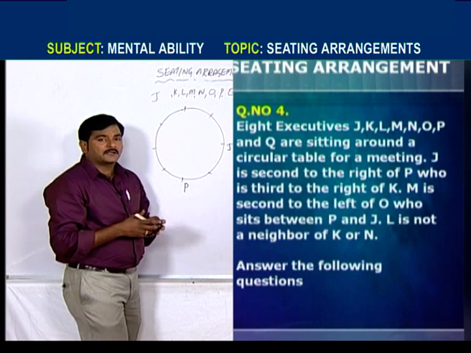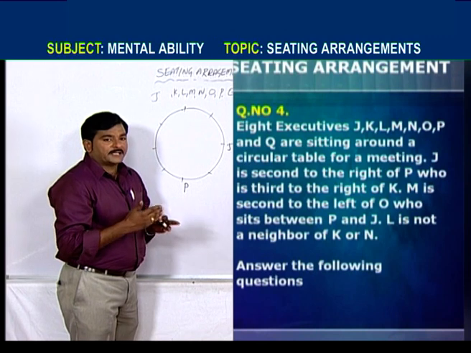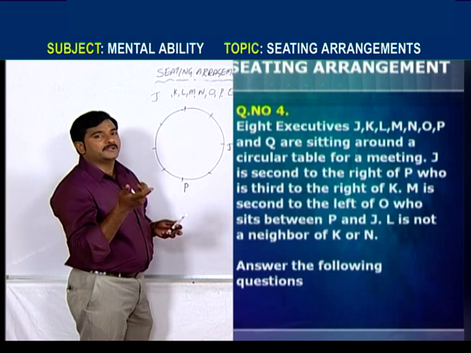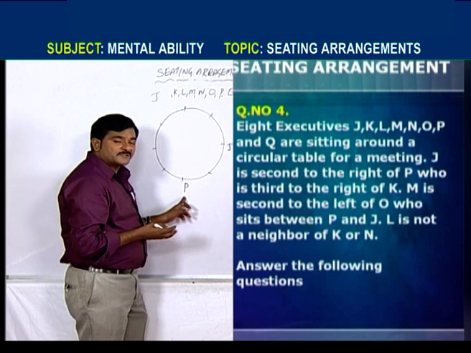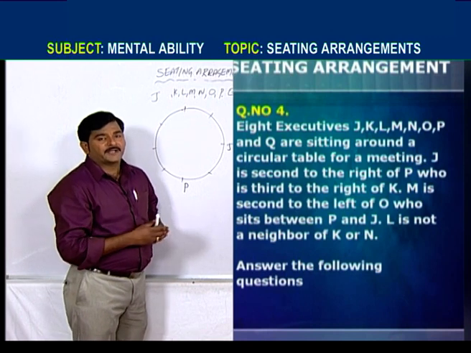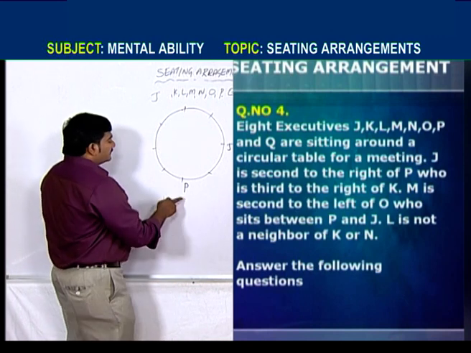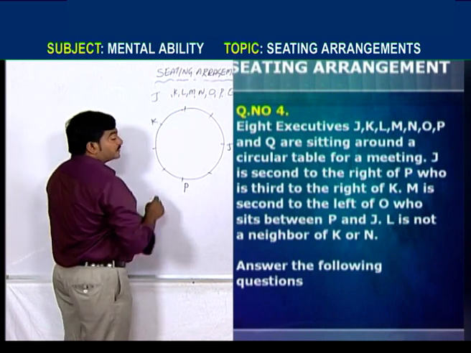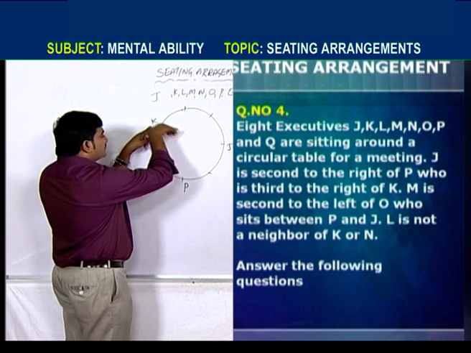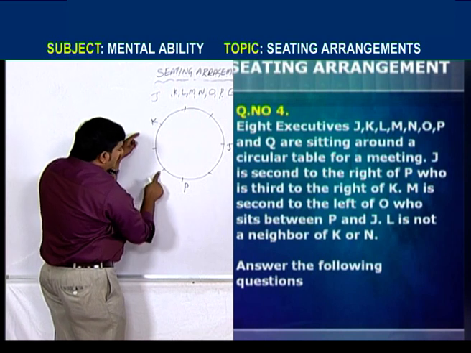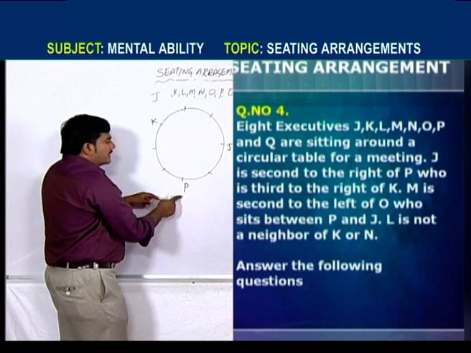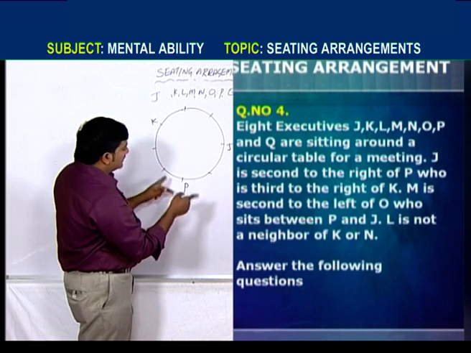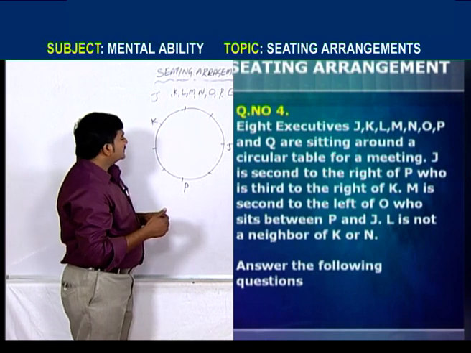Read this concept once again. J is second to the right of P. Who is third to the right of K? Here who obviously means he is talking about P. Now this P is third to the right of K. So P must be third to the right of K. That's why this position must be K's position, and think that K is facing towards the center. From K, the third position is P's position, and J is second to the right of P. Hence, from the first conclusion, we are arranging three objects: P, J and K.